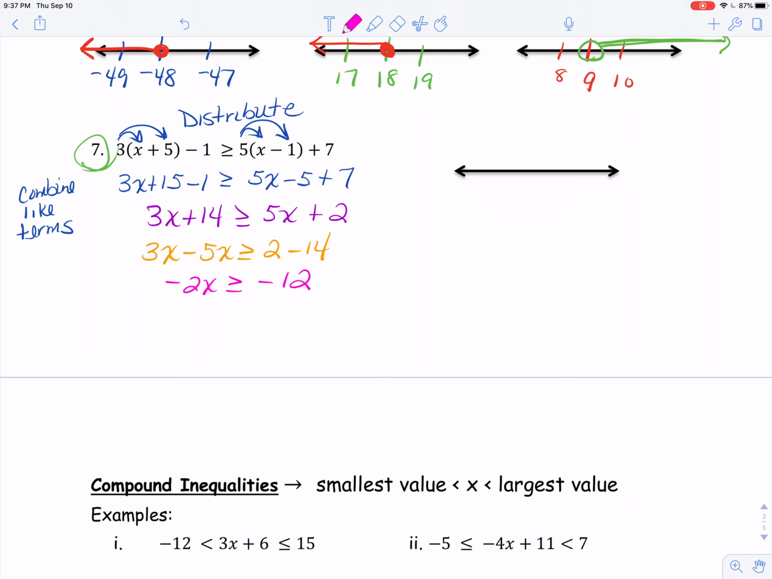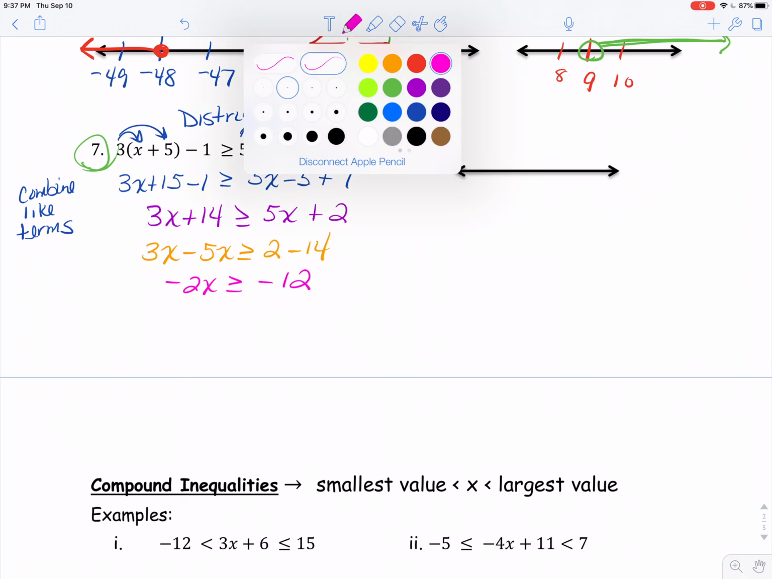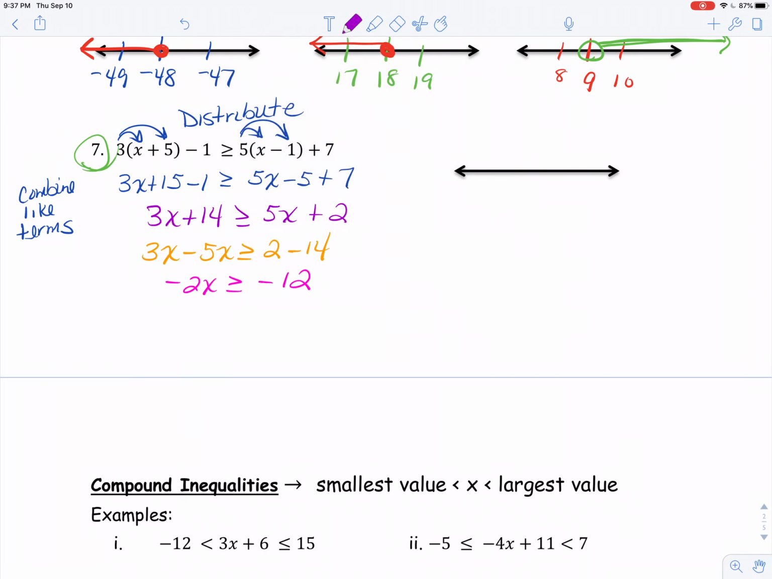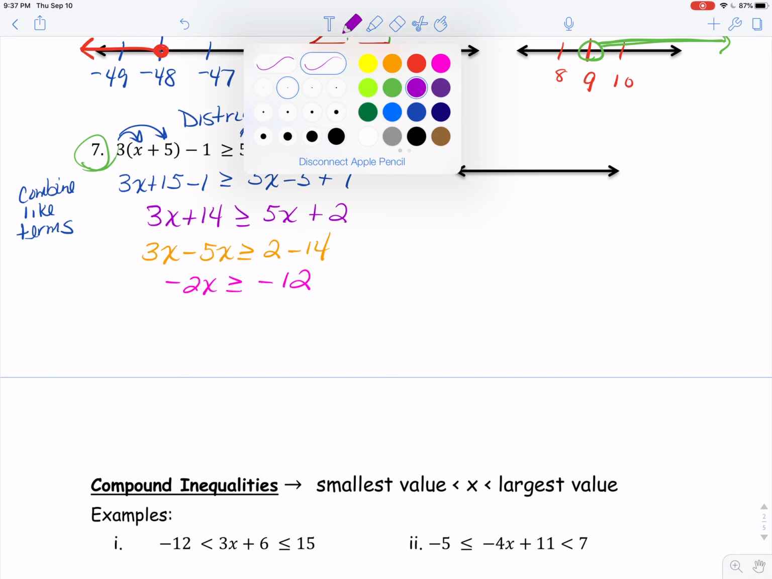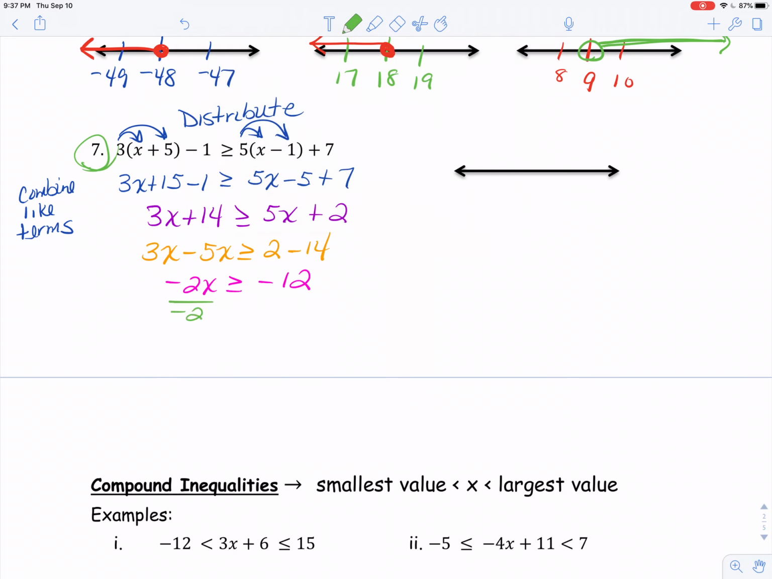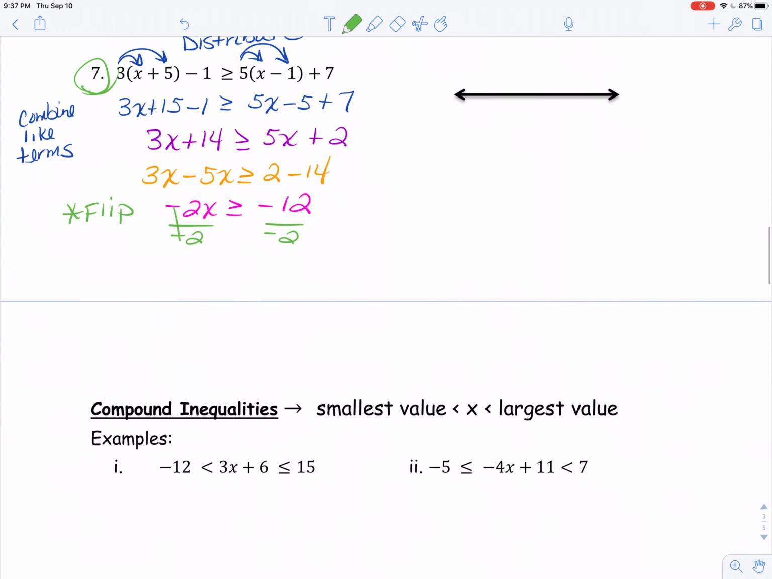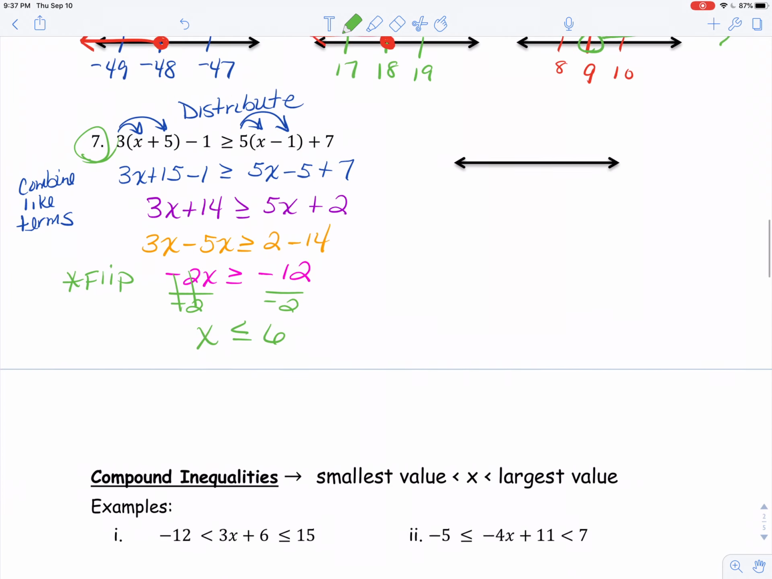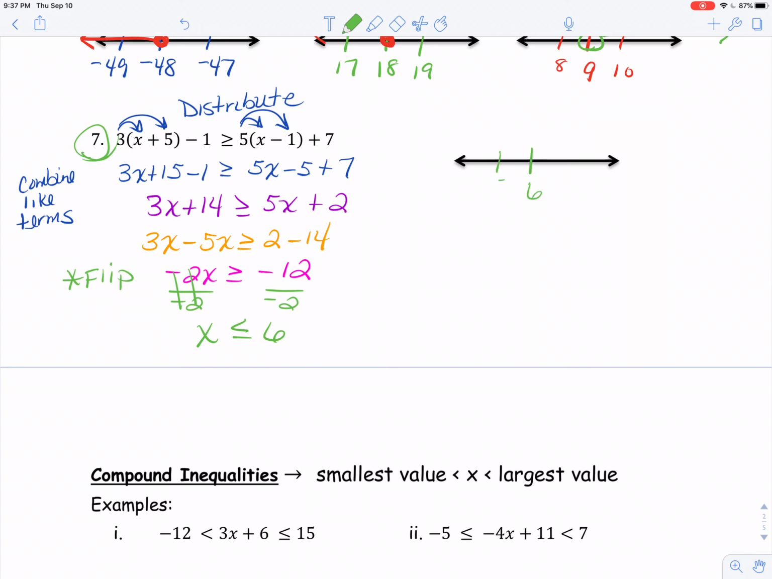All right, so we're down to our last step. Our last step is to get rid of that negative 2, so usually the last step is to divide. So we're going to divide by negative 2, and there we are. That's a negative number that we're dividing by, so we need to flip. So x is less than or equal to 6. So let's graph it. All right, so it does have the equality. So close circle on 6, and what kind of numbers do we want? We want numbers less than 6.